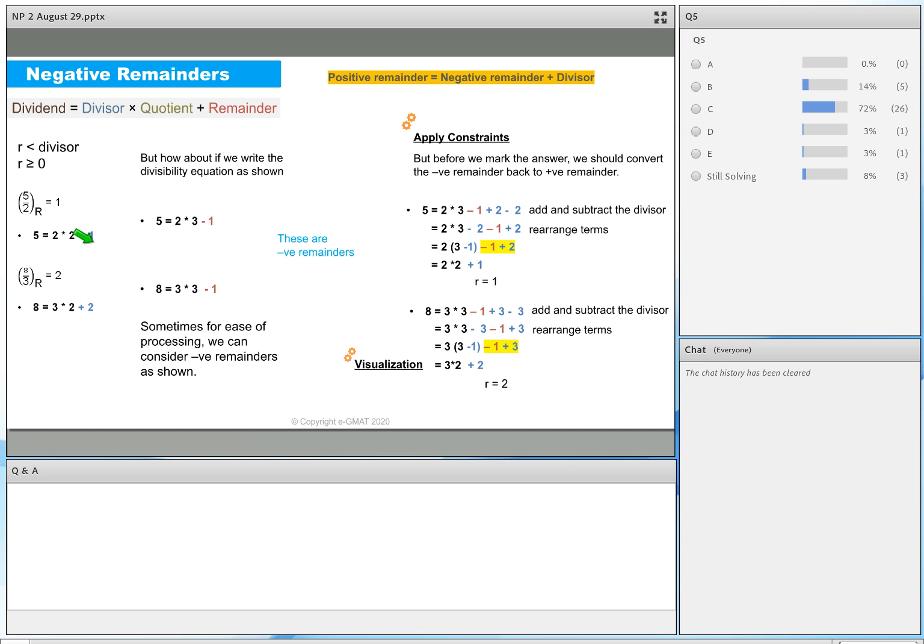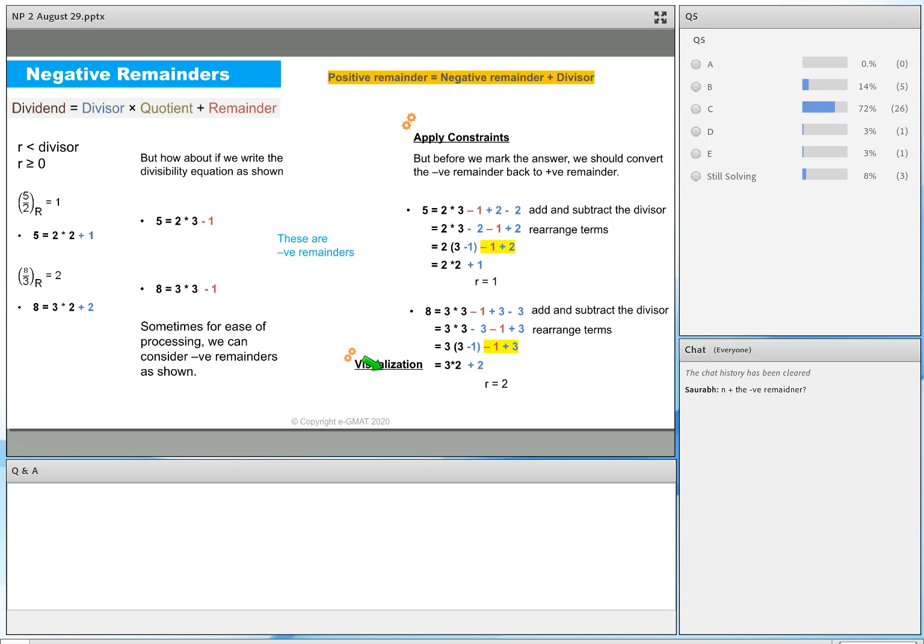Well, very simple really. Your negative remainder, if you add the divisor to it, it becomes the positive remainder. So look at minus 1, add the divisor 2 to it. Minus 1 plus 2, it will become 1. Same story here, negative 1, add the divisor 3, negative 1 plus 3, it will become the positive remainder. So that's how you can finally get the positive remainder.